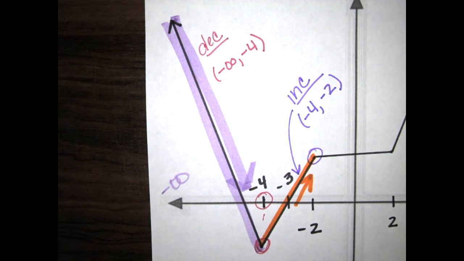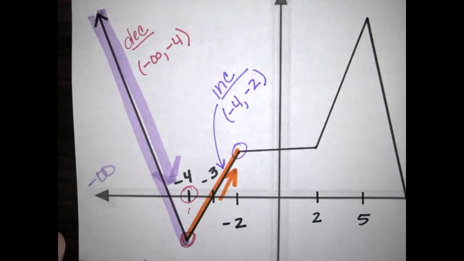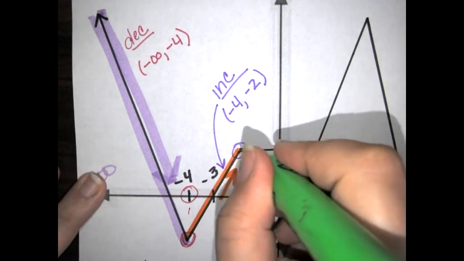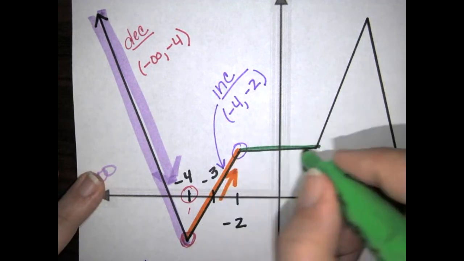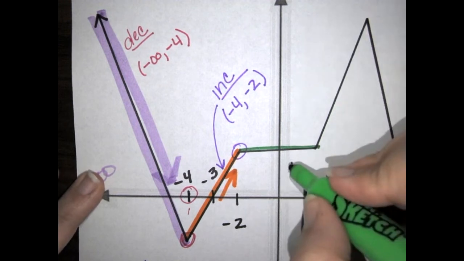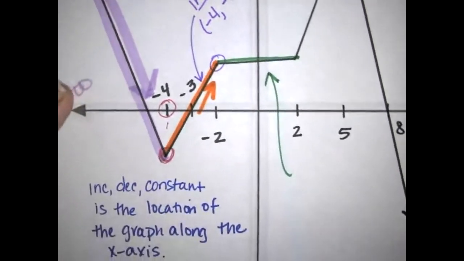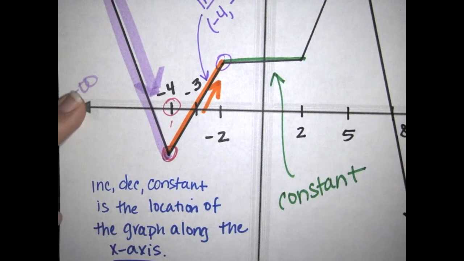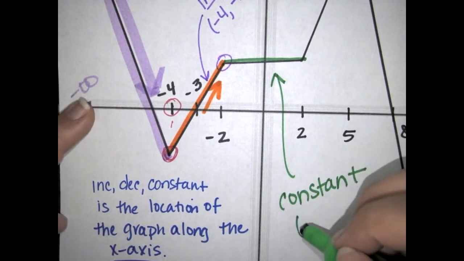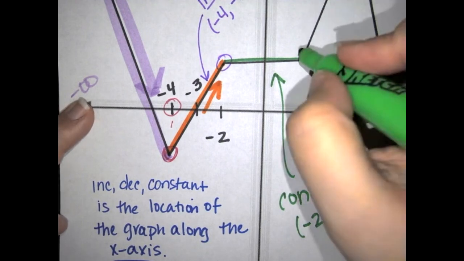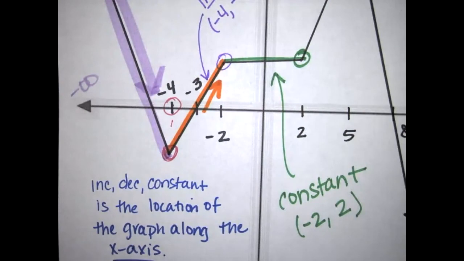Now, if you look, my graph has a new direction. And yes, it does kind of look like there might be a little bit of a curve to it, but there's not. If you look here, I'm going to travel along this line, and notice at no point did I go up or down. This one right here is my constant. And I am constant from -2 to +2. I'm constant all the way up to this point, which is where I changed direction again.